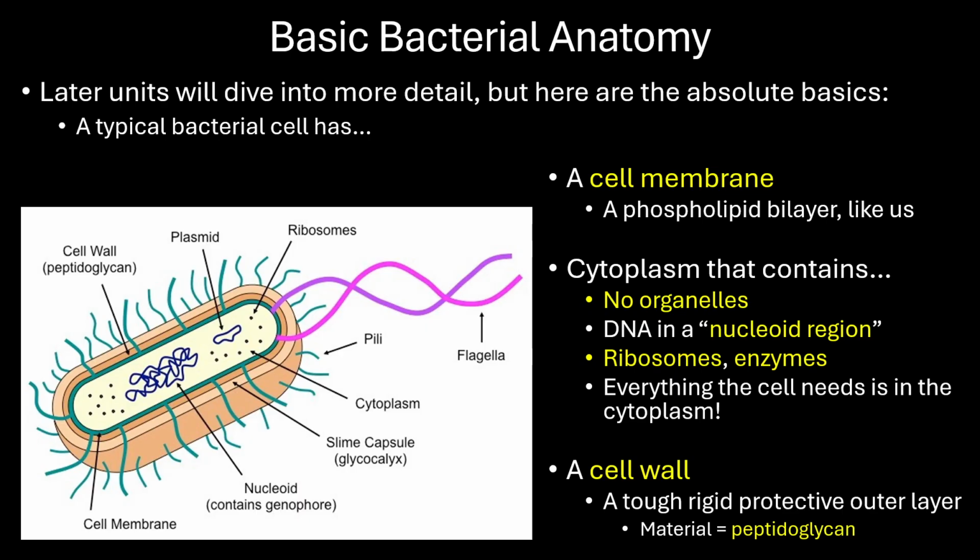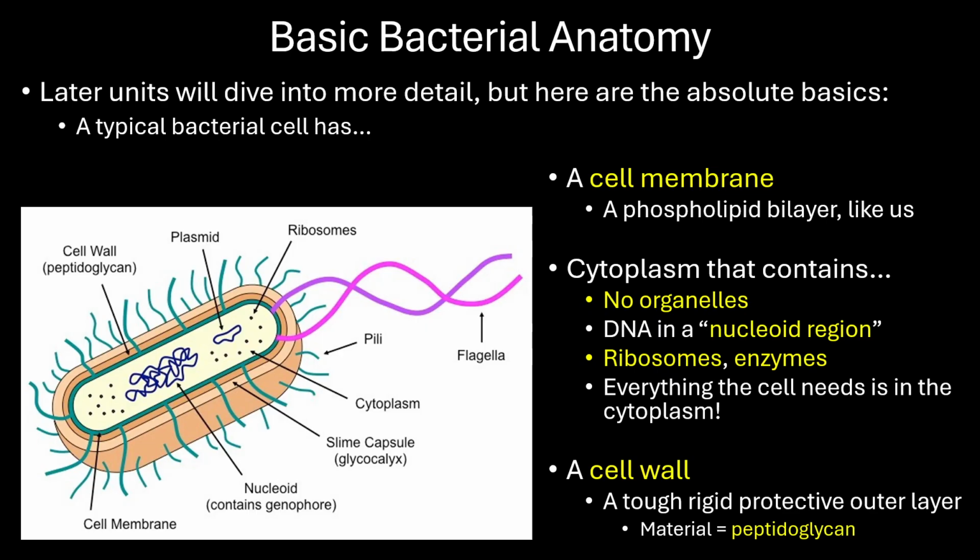And then they also have a cytoplasm. The cytoplasm contains no organelles. It contains DNA that hangs out in a central region called the nucleoid region. It's just a place where DNA is organized. It also contains ribosomes, which make proteins, enzymes that make all kinds of other things, and everything that a cell needs to function. That includes its various resources that it's gathering over the course of its life.